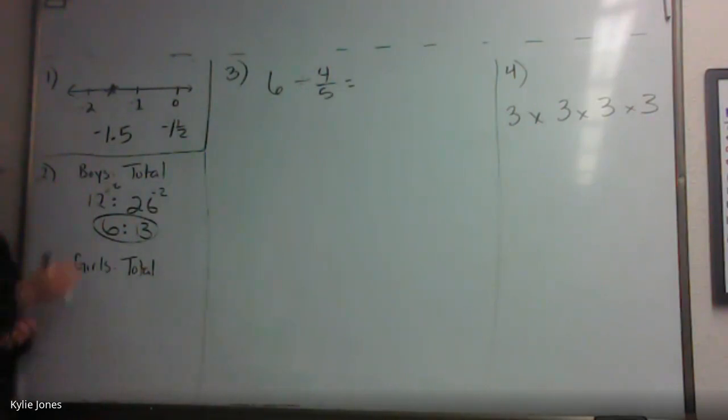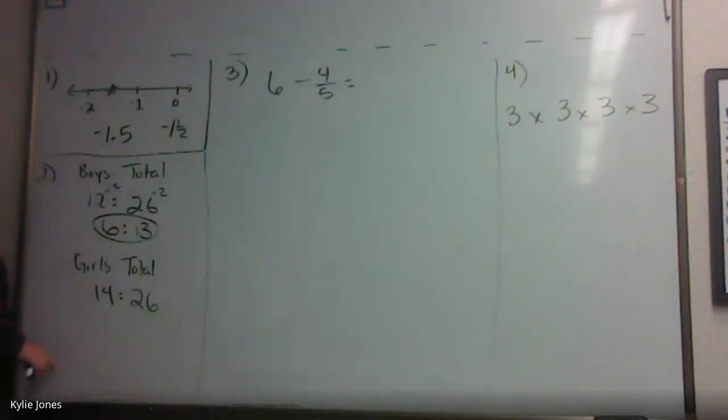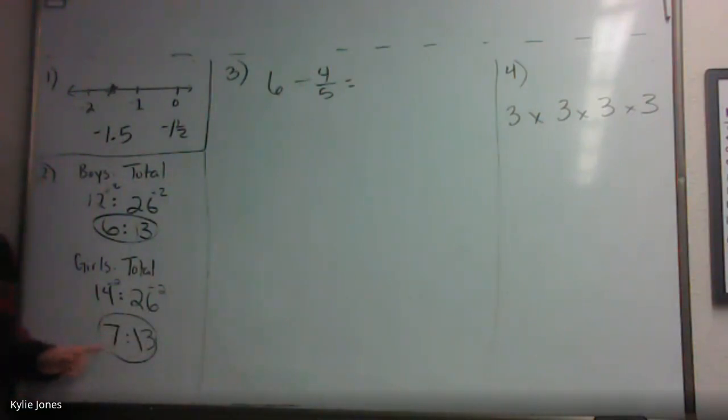Okay? And then we need to do the same thing for the girls. How many girls were there total? 14 girls total. And then how many total students? 26. And then we do the same thing. Simplify. Is there a number that goes into 14 and 26? 2. What is 14 divided by 2? 7. And then we already did 26 divided by 2. It's 13. So for every 7 girls in the class, there are 13 students total.